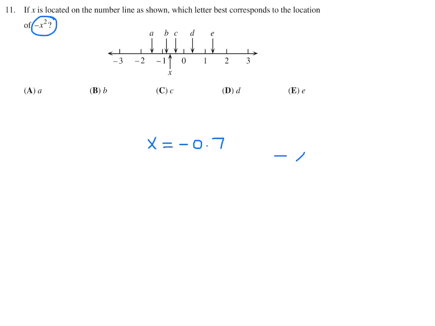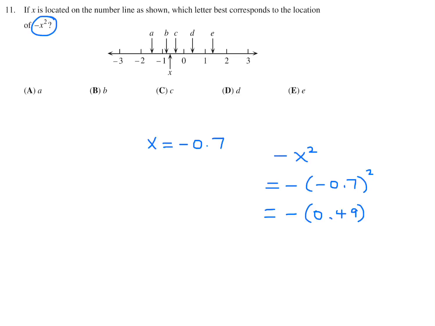And they want you to figure out this guy right there. So minus x squared, just be careful. Minus x is minus 0.7, and then square it. So minus 0.7 squared is going to be 0.49. And there you go. So our number is 0.49, negative.